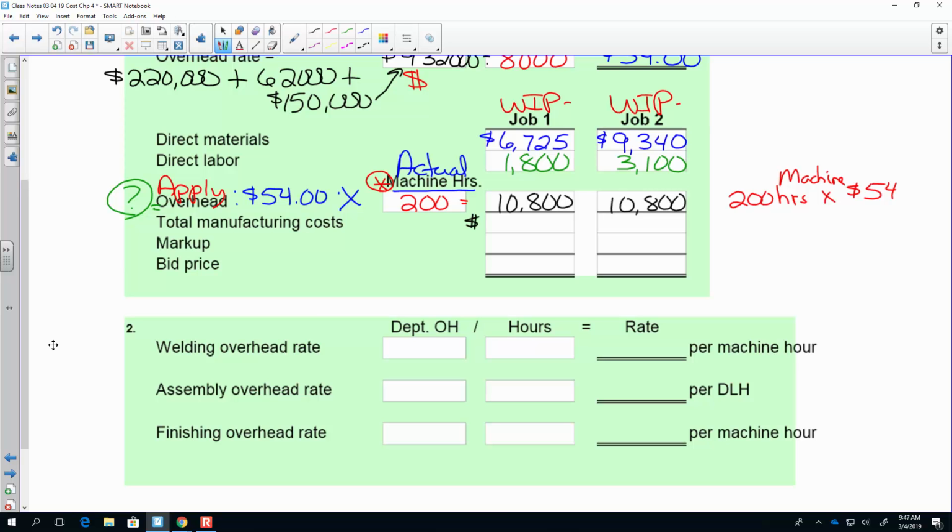I have a subtotal. We're looking at 3 product costs in WIP: material, labor, overhead. That hasn't changed since we started the course. $19,325 for job 1. Yep. Does that look good? $23,240. Yeah. Just adding those up, right?